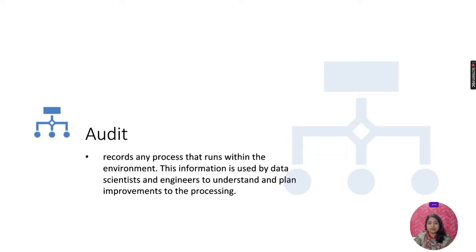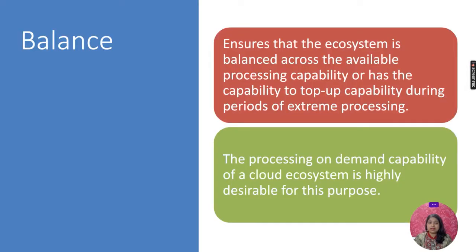So when we are doing the audit, at that time we can check or understand the process, how it runs within the environment. Then the balance. It ensures that the ecosystem is balanced across the available processing capabilities and has the capability to top up capabilities during periods of extreme processing.